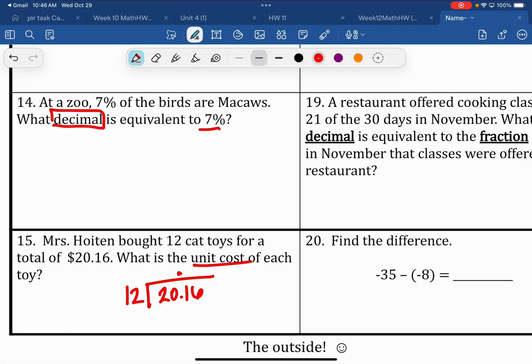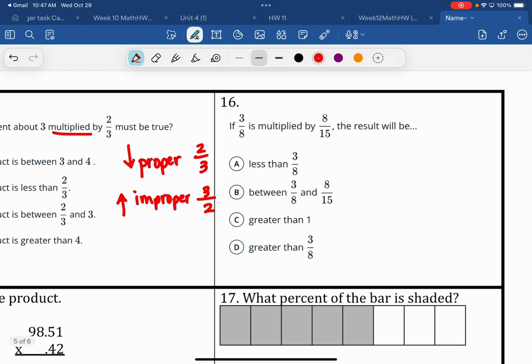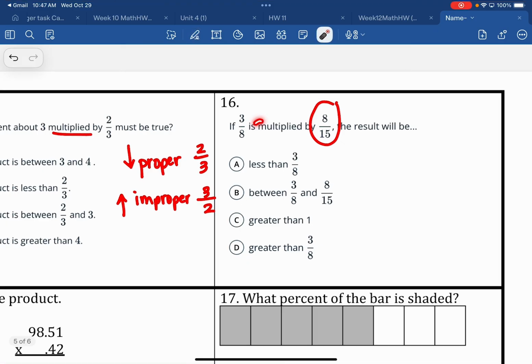All right, number 16. If 3/8 is multiplied by 8/15, what's the result? So this is the fraction that you're going to be deciding. Is it improper or is it proper? And then find your answer.